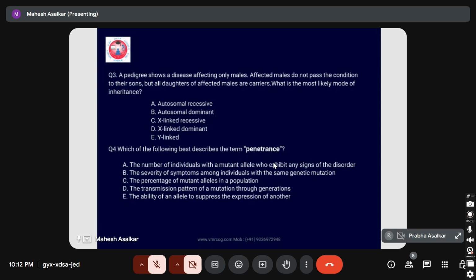Next. Which of the following best describes the term penetrance? A, the number of individuals with the mutant allele who exhibit any signs of the disorder. B, the severity of symptoms among individuals with the same genetic mutation. C, the percentage of mutant alleles in a population. D, the transmission pattern of a mutation through generations. E, the ability of an allele to suppress the expression of another. Sir, option D, the transmission pattern of a mutation through generations.